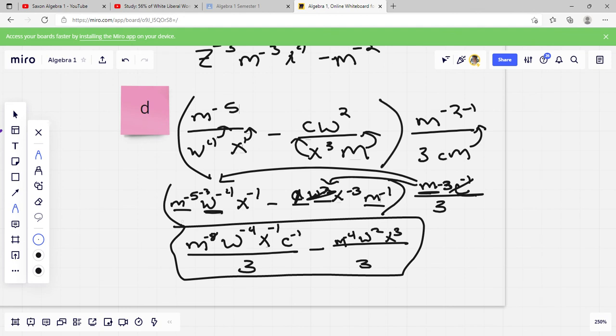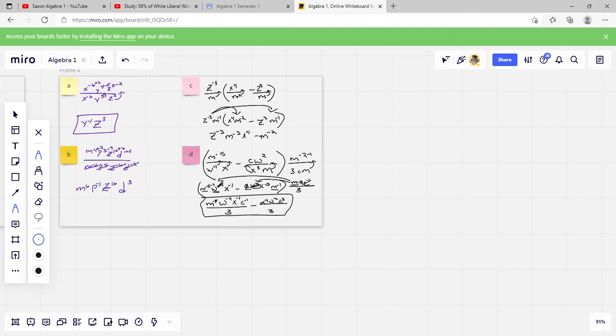Let me double check that one. Okay, lesson 40D, we've got m to the -8, w to the -4, x to the -1, c to the -1 over 3, minus w squared, yep, x to the -3, m to the -4 over 3. Yes, all that is right. All right, that is it for lesson 40. Thanks for watching.